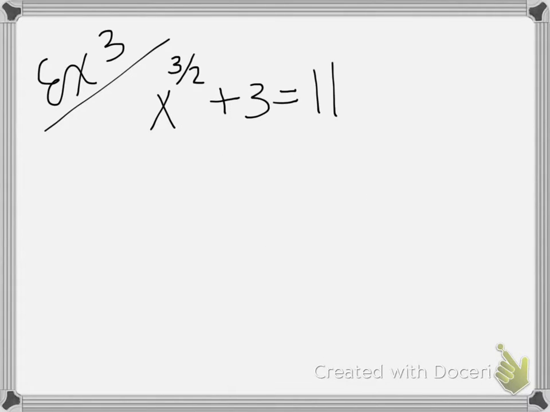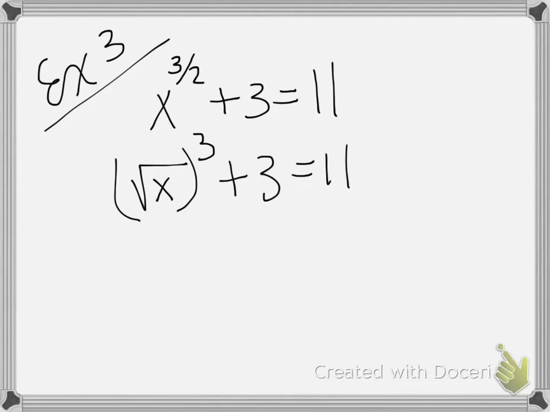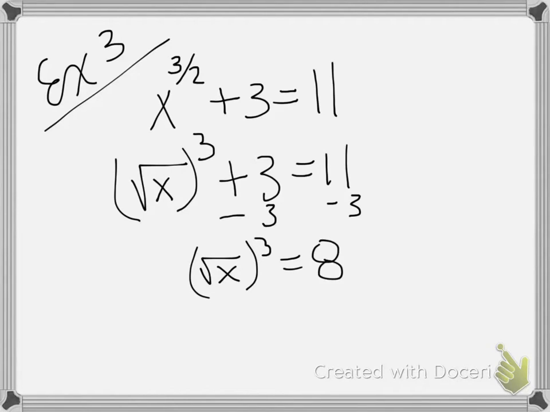Okay, what if it's not a square root and it's not a cube root? We're still going to go through the process of getting the radical part by itself, and the first thing I'm going to do is rewrite this problem. X to the 3/2 power is the square root of x to the third power. So first I'm going to subtract 3 from both sides, which gives me the square root of x to the third power equals 8.